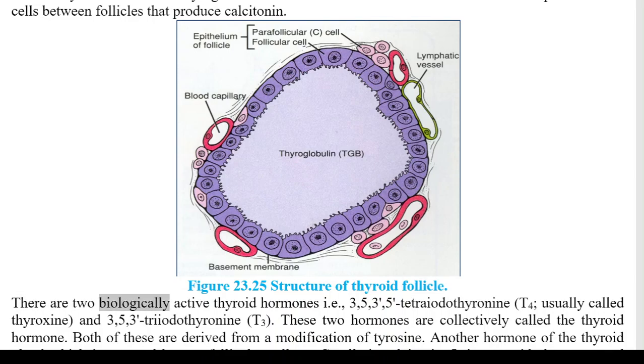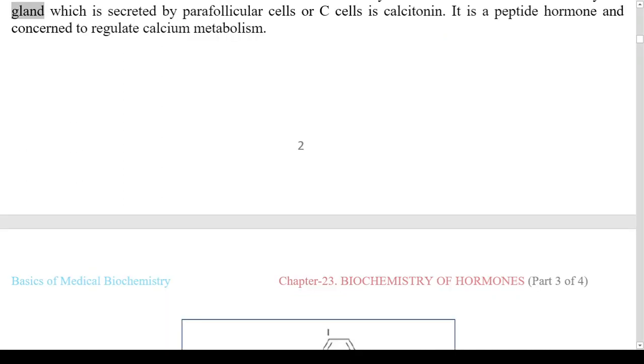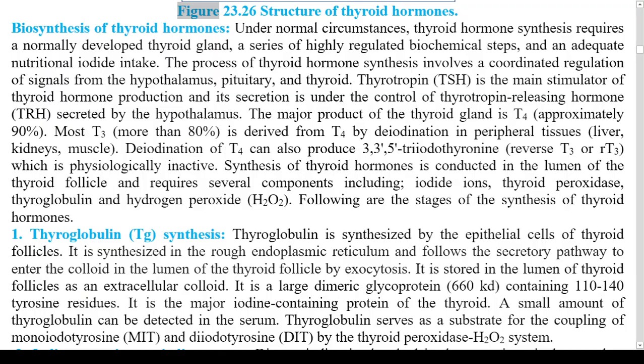There are two biologically active thyroid hormones, i.e., 3,5,3',5'-tetraiodothyronine, T4, usually called thyroxine, and 3,5,3'-triiodothyronine, T3. These two hormones are collectively called the thyroid hormone. Both of these are derived from a modification of tyrosine. Another hormone of the thyroid gland which is secreted by parafollicular cells or C cells is calcitonin. It is a peptide hormone and concerned to regulate calcium metabolism. Figure 23.26 Structure of thyroid hormones.